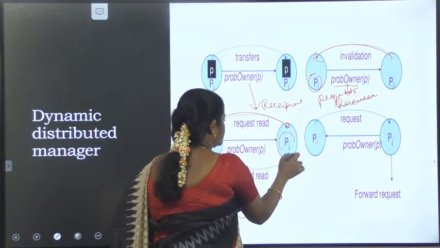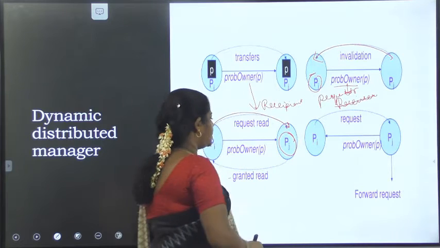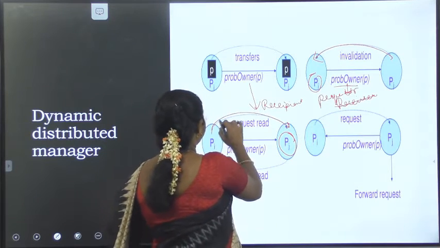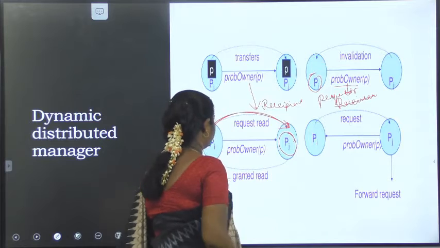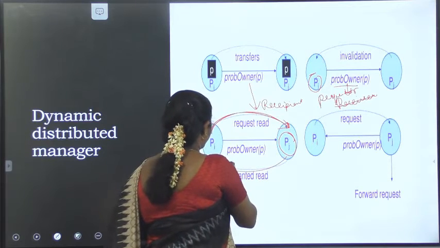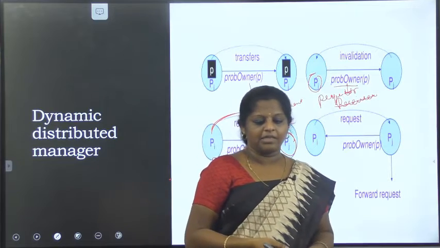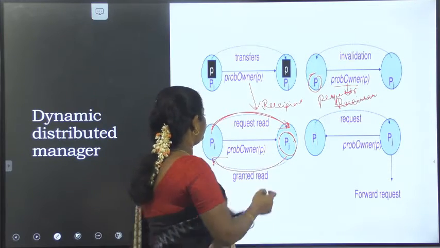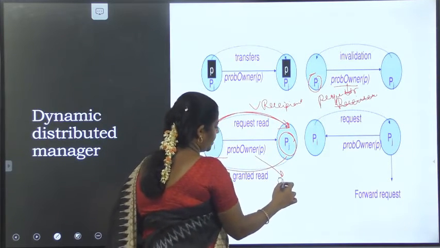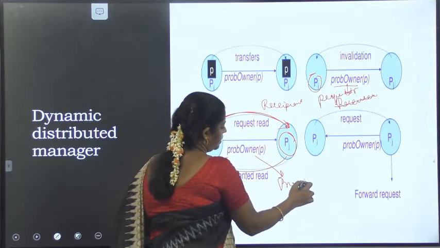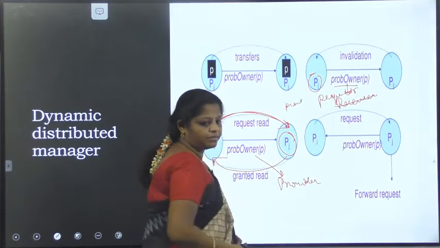Why? Because now this Pj is the owner. Now this Pi is requesting a read, and it is granted for the read operation. In this case, the probable owner of P acts like a provider.